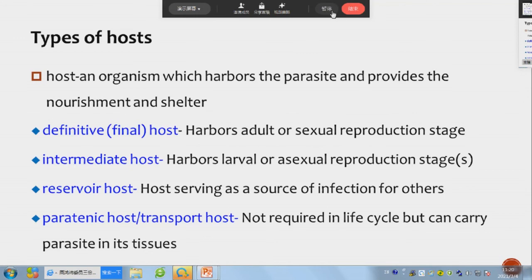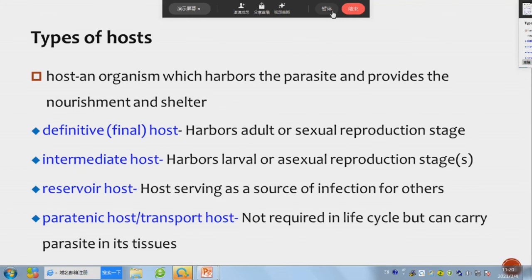Going on with our class. For a definitive host, that is the host where the adult worm or the sexual stage is parasitizing, then we call it the definitive host. But if the larvae or the asexual stage is parasitizing the host, then we call it the intermediate host.